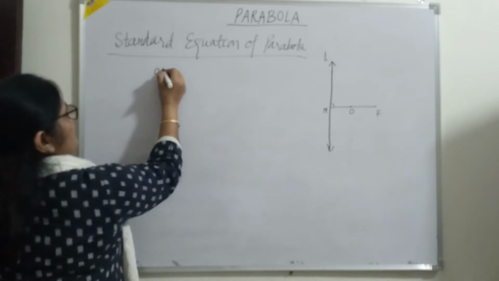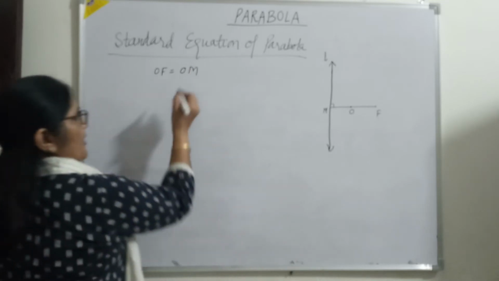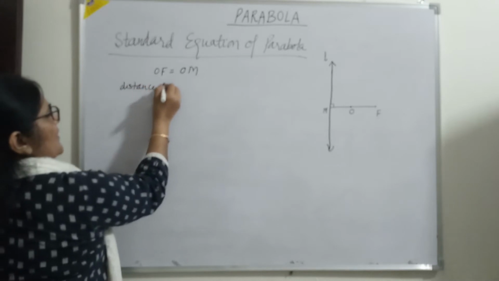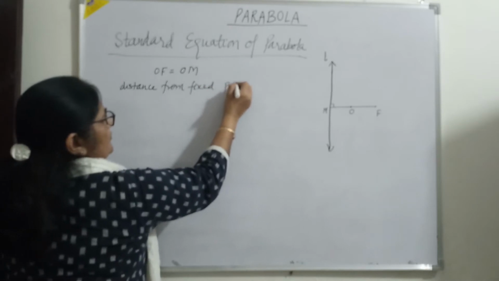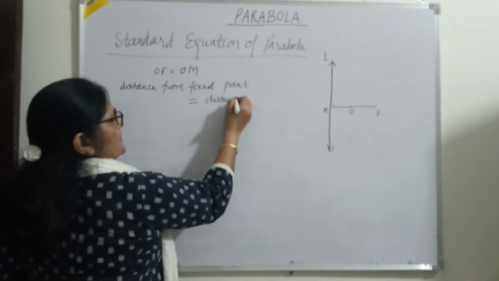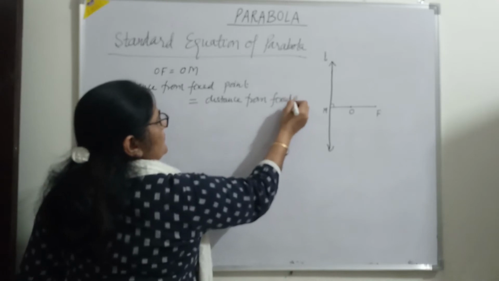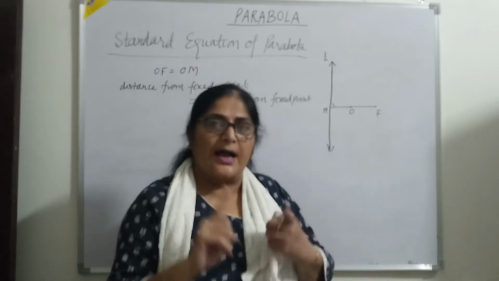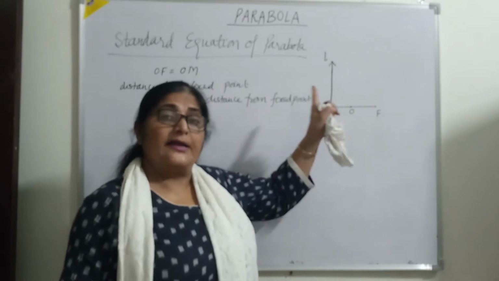So OF is equal to OM. What is OF? OF is the distance from the fixed point. And what is OM? It is the distance from the fixed line. So what does it mean? That means O lies on the parabola.